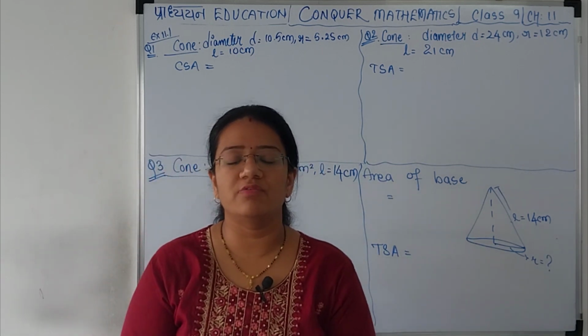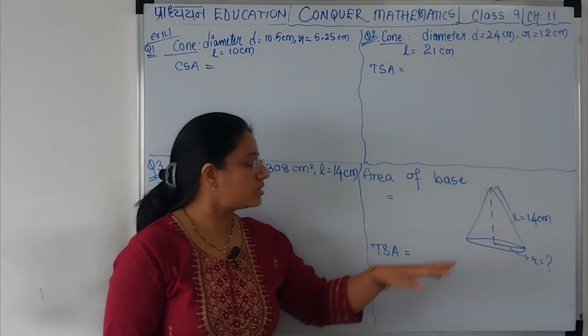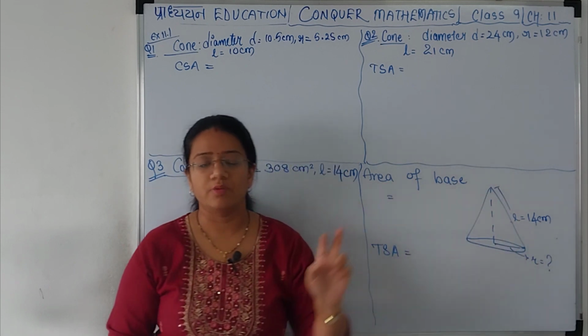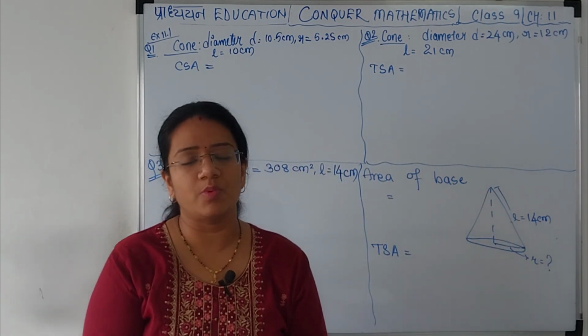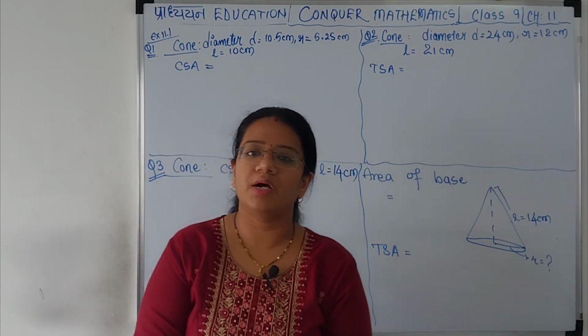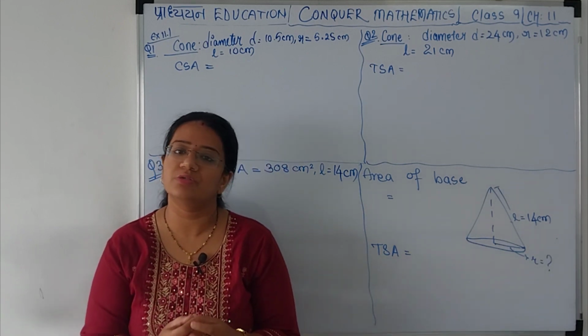If l is not given, you have h and r. You can find l using the Pythagoras theorem, that is l squared equals h squared plus r squared. Alright, so let's begin with exercise 11.1. It's quite calculative, but this is what you are going to learn, how to make the calculations easier.